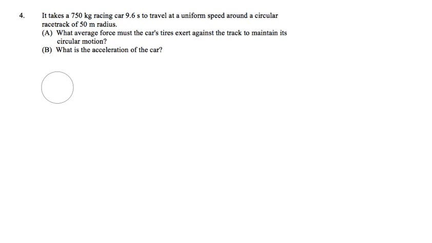So the problem that I have up here says it takes a 750 kilogram racing car 9.6 seconds to travel at a uniform speed around a circular track of radius 50 meters. When they say uniform speed, they mean a constant speed, meaning it's not accelerating, the speed isn't changing, the only thing that's changing is the direction.